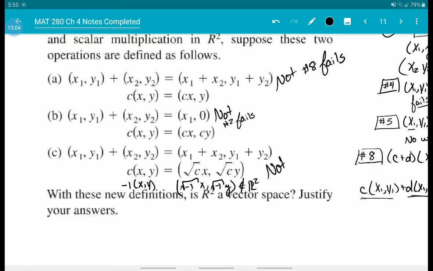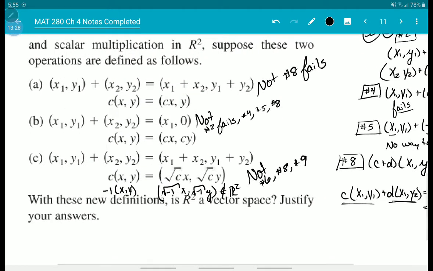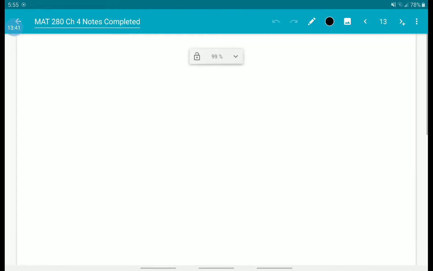It turns out there's a few things that fail. I got that number 6 fails, number 8 fails, and number 9 fails. So just lots of problems. And I'll let you think about those and work those out. In that last example, 2 failed, along with 4, 5, and 8. So lots of problems there also. So what I want to do now is I kind of want to have some fun with this.